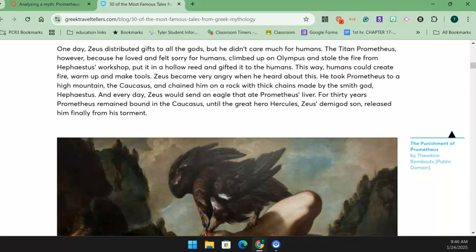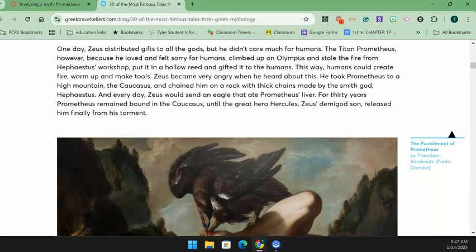So, Zeus didn't care much for humans. So we have one deity that doesn't like people very much at all. The Titan Prometheus, however, loved and felt sorry for humans. So, Prometheus, how does he feel about people? Right? He loves and feels sorry for humans. So you've got one deity that doesn't like humans, one deity that does.